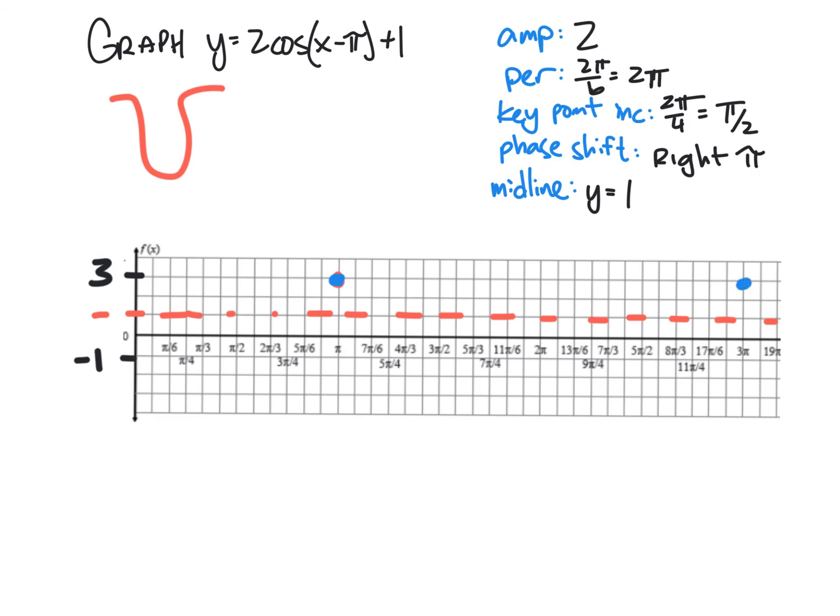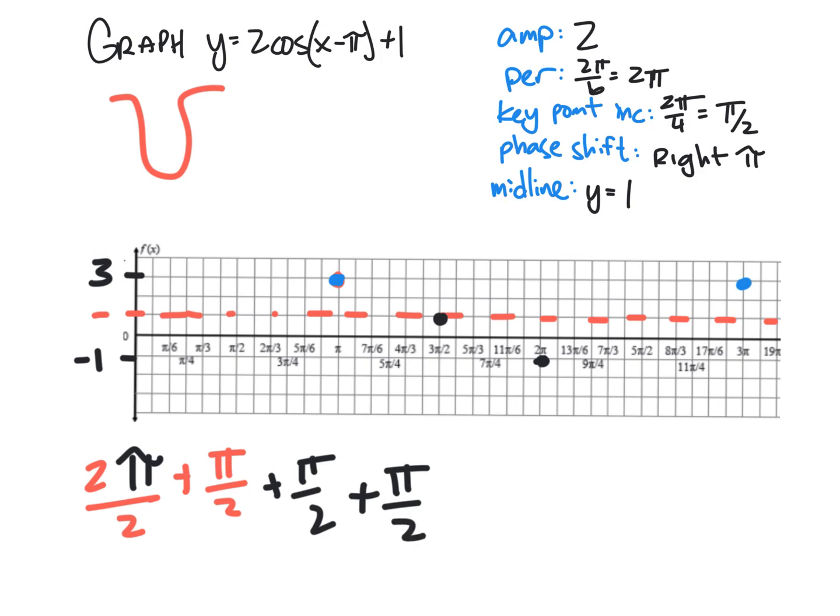Now, just like last time, I'm going to take my starting point and just keep adding my increments of pi over 2. So it's easiest if I just put these in with the same denominator. This puts me at 3 pi over 2, so I'm going to hit my next key point. Plus pi over 2 would be 4 pi over 2, which is 2 pi. And you see I'm just hitting my highest and lowest points. Plus another pi over 2 would be 5 pi over 2. I'm back on my midline. Finally, it would be 6 pi over 2, which is 3 pi. So this cosine function looks something like this.